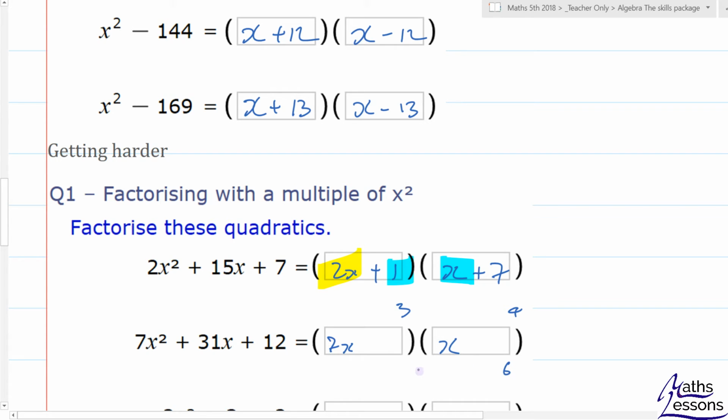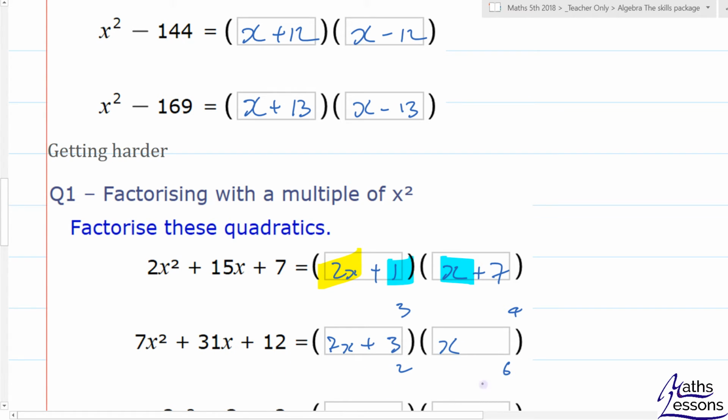Let's try 6 and 2. 6 times 7 is going to give me way too much. Right. Oh no, I made a mistake, didn't I? 4 times 7 is 28, and 3x is 3x, plus that gives me 31. I was right the first time.